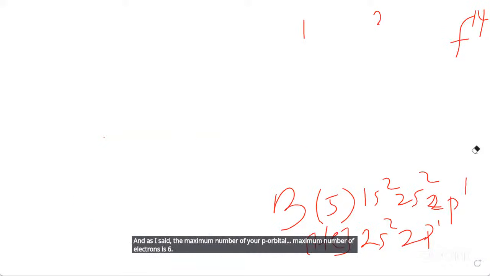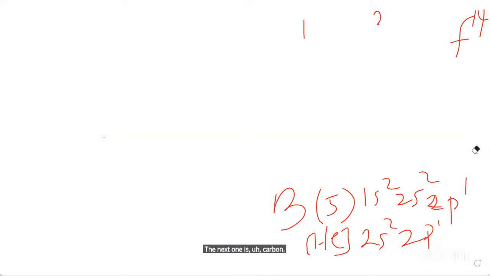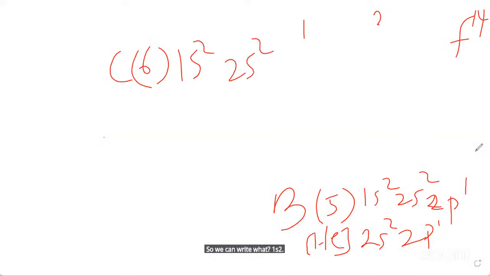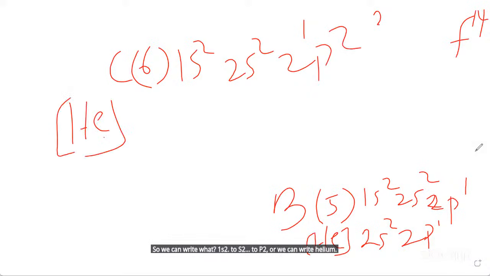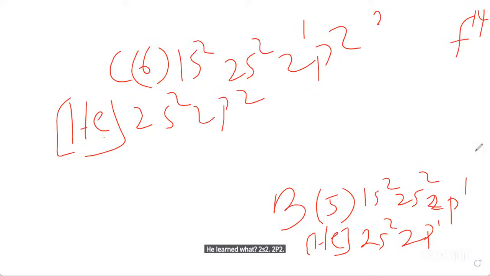The next one is carbon. Our carbon has the atomic number of 6. So we can write 1s2, 2s2, 2p2. Or we can write helium 2s2, 2p2.